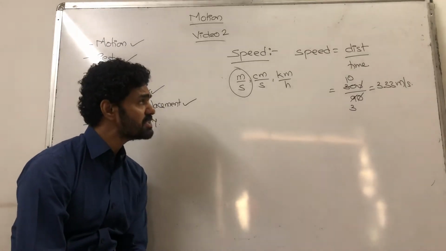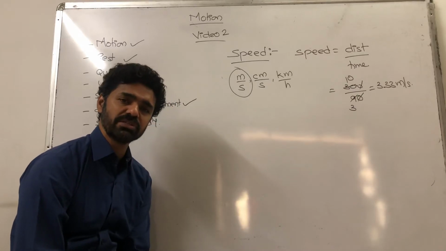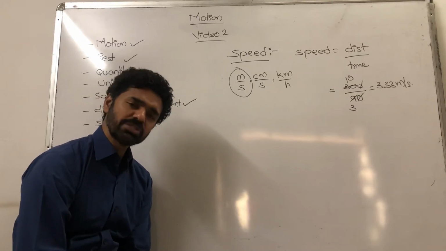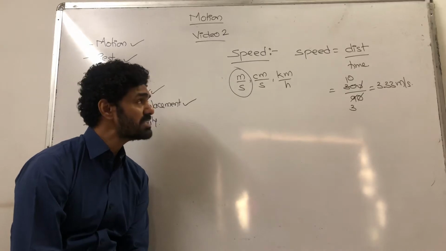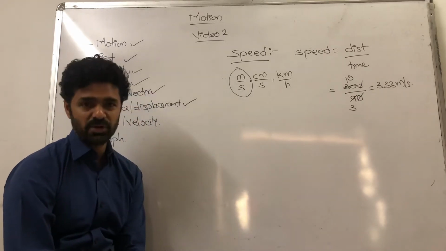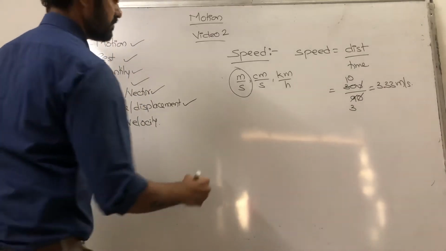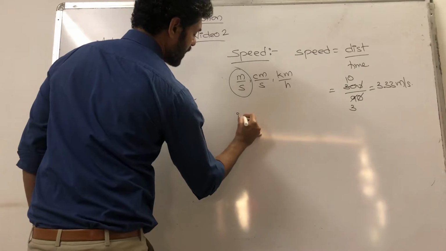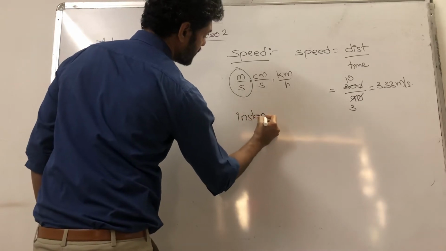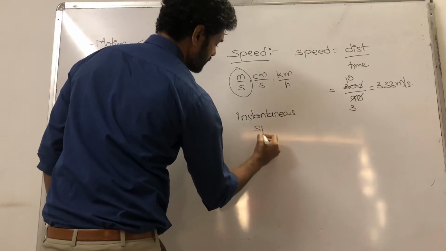Now, as speed is distance by time and distance does not take direction into consideration, distance is a scalar quantity. As speed is dependent on distance, speed is also a scalar quantity. Next, we can define instantaneous speed.